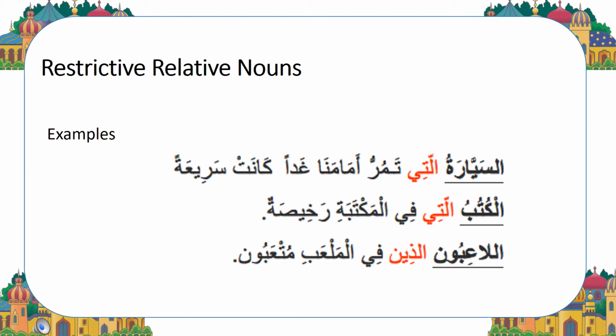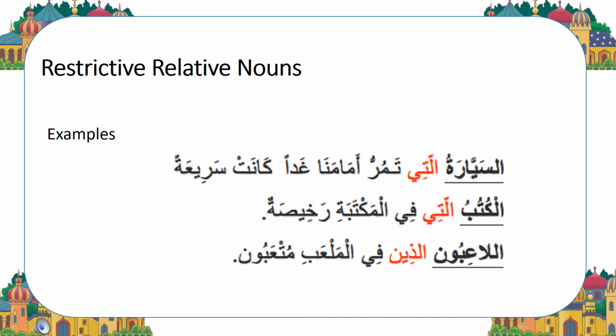السيارة التي تمر أمامنا غدا كانت سريعة. So in this example, السيارة is singular, feminine. So the restrictive relative noun that comes after it is feminine and singular, التي. Let me repeat one more time. السيارة التي تمر أمامنا غدا كانت سريعة. Let's move on to the second example.